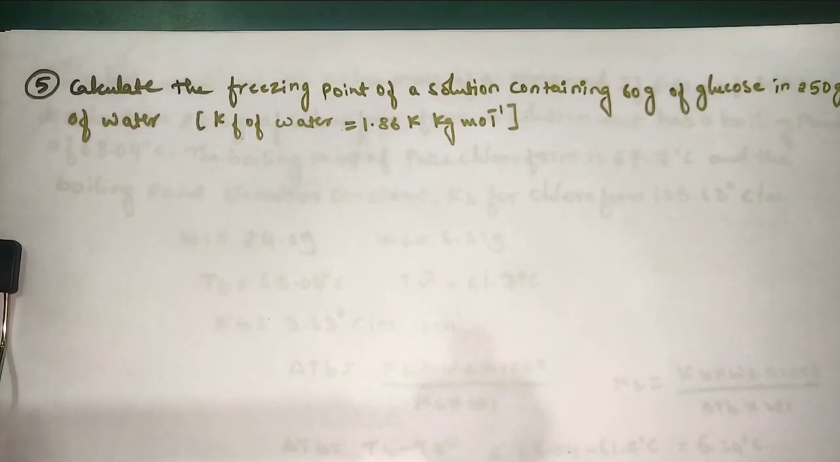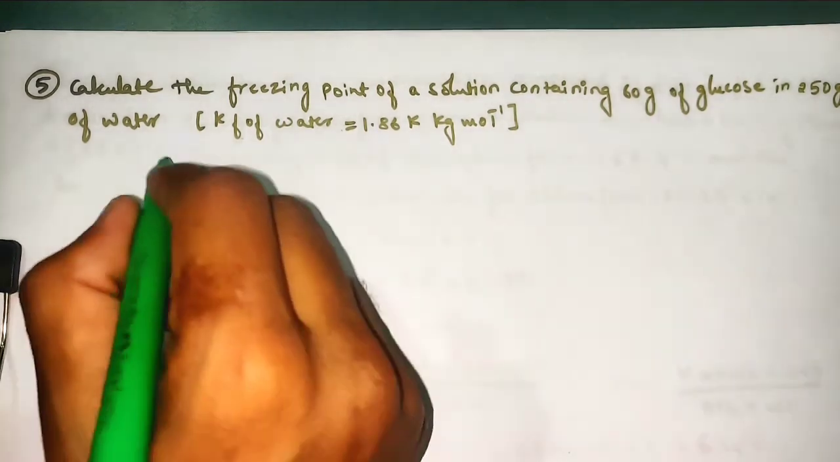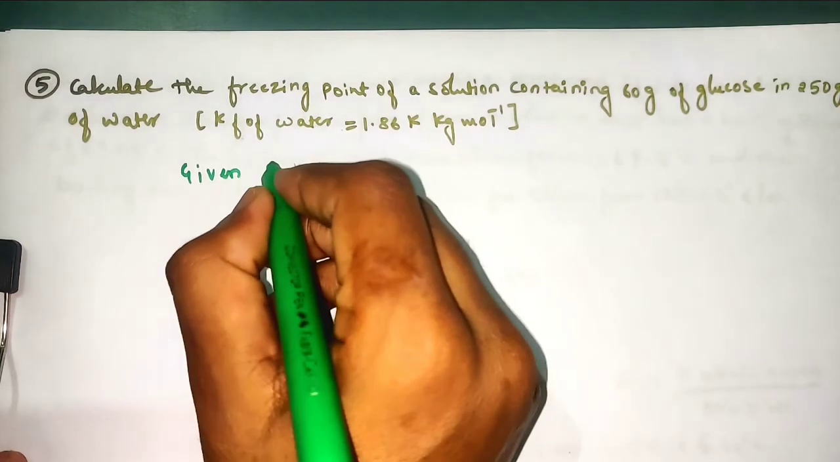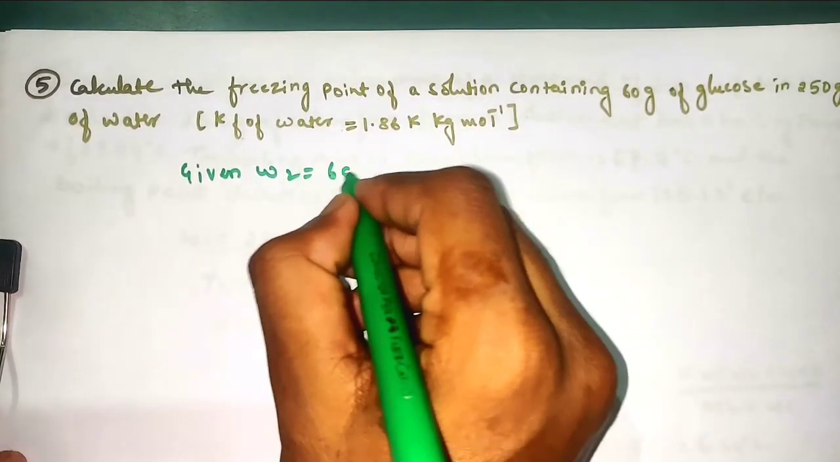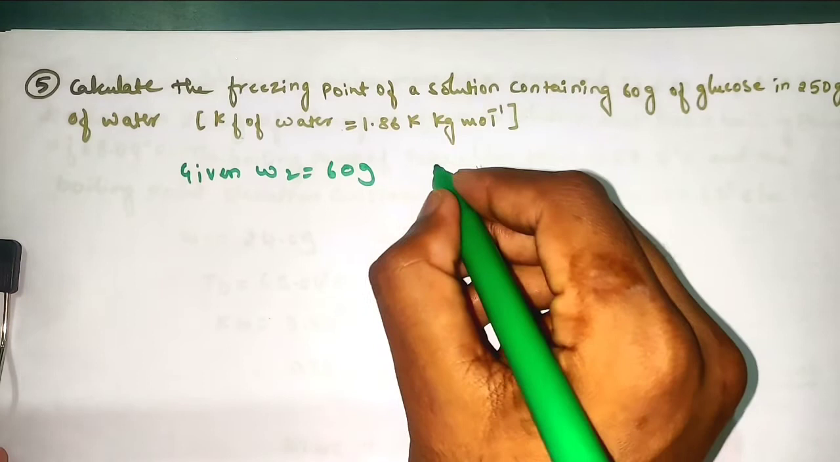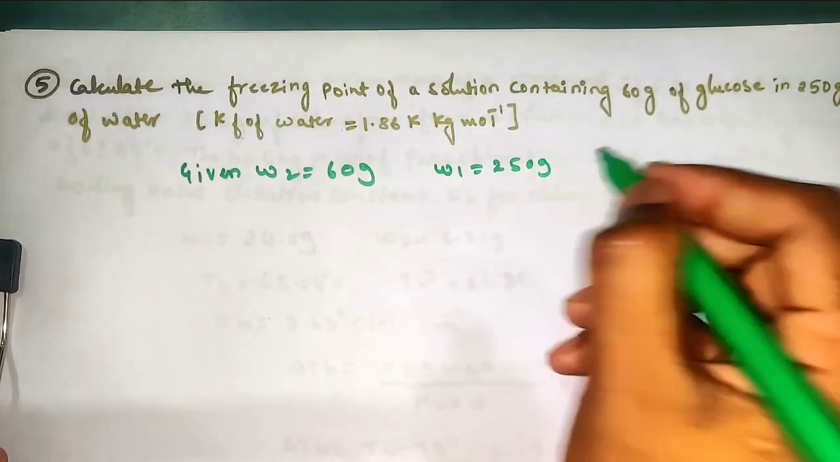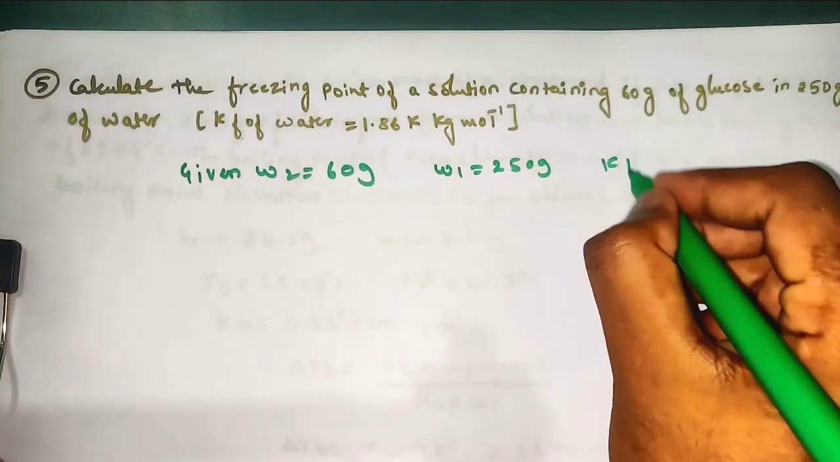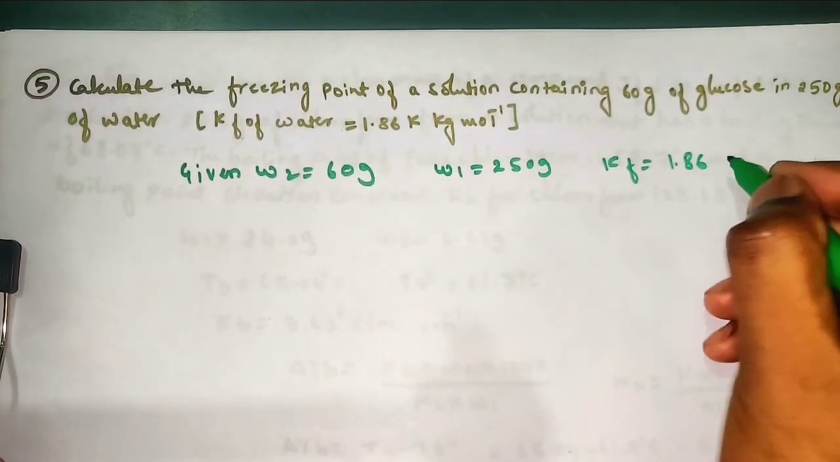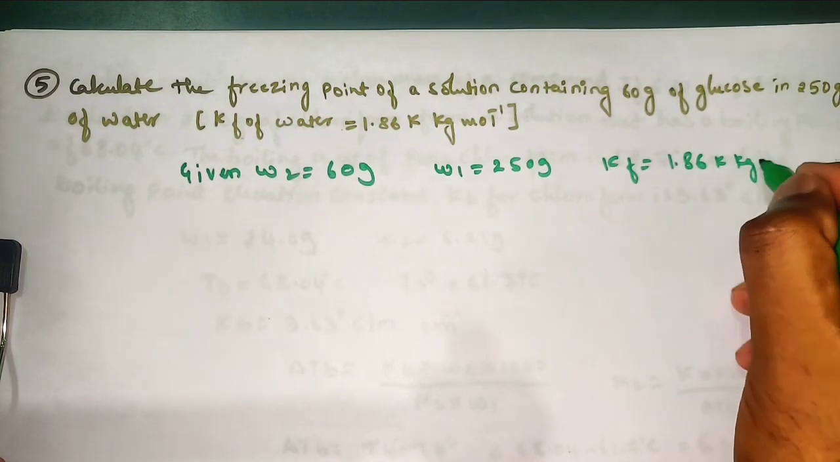Next question is, calculate the freezing point of a solution containing 60 gram of glucose in 250 gram of water. Kf of water is equal to 1.86 kelvin kg per mole. First you have to write the given: W2 is 60 gram, which is dissolved in 250 gram of water. So W1, that is solvent, is 250 gram of water. Kf is equal to 1.86 kelvin kg per mole.